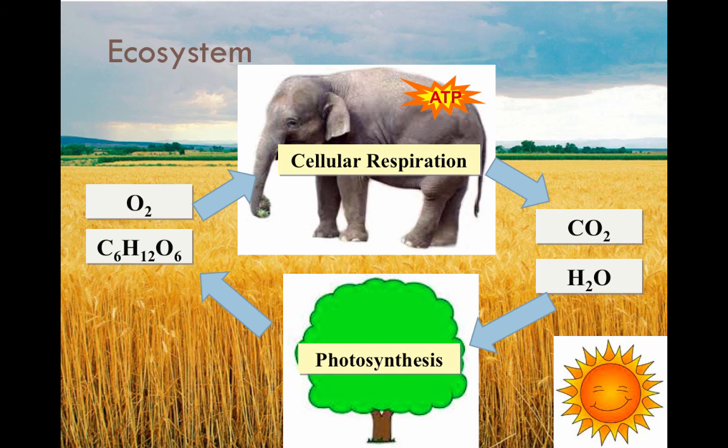It's one big cycle, one big happy family. If you got rid of the plants, you would get rid of photosynthesis, and therefore there'd be no oxygen or glucose available. If you got rid of animals, you'd get rid of a lot of CO2 and a lot of water, and there wouldn't be enough for plants. So it's one big cycle that works together.